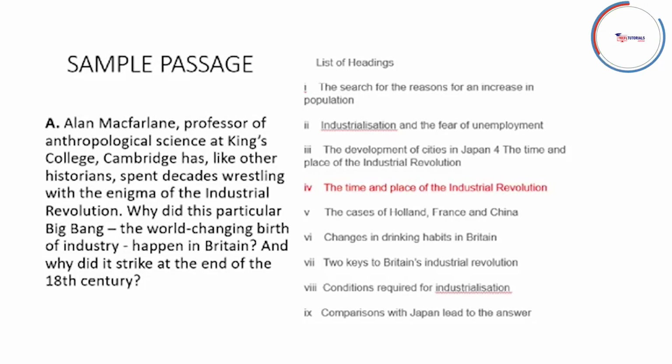Here I did not require reading the first two lines, because they were not giving the answer; they were just giving the description of a person. He was a professor who spent decades wrestling with how the Industrial Revolution began in Britain, and why it happened in the 18th century only. That is why the answer is time and place. You can also see the other headings, where you will not find anything related to this. He was only asking why it happened there. There was no surge of population, and no fear of unemployment.